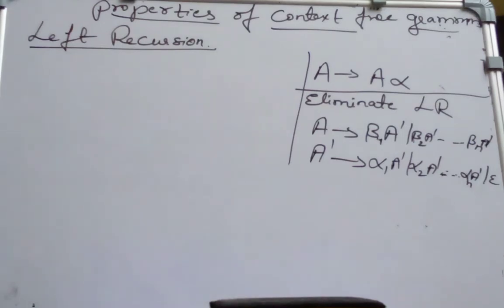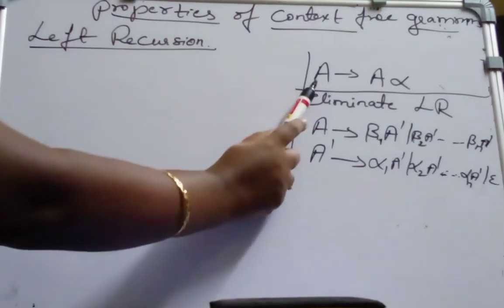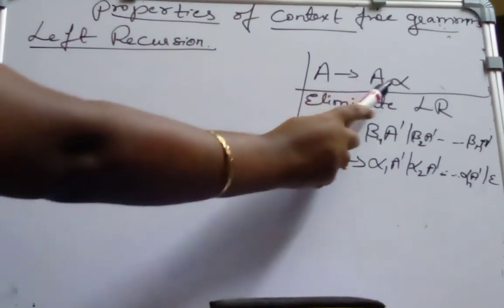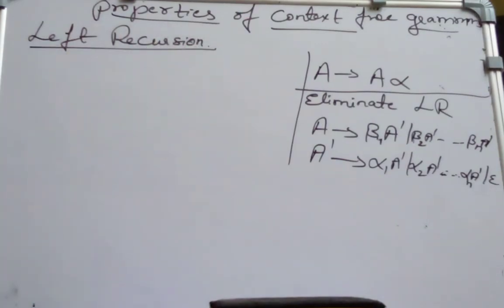Today we are discussing left recursion. So what is left recursion? If you have a grammar with productions of the form A derives A alpha, then we say that it is a left recursive grammar.